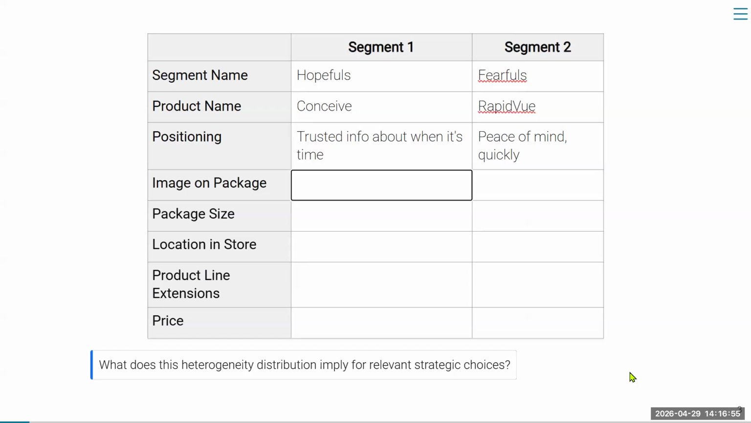All right, now if we're designing the box for Conceive, what picture should we put on the box? Baby. Yep, that's what they did. And if we're designing Rapid View, what would be the single worst picture we could possibly put on that box? We're not gonna put a baby. What do we put? A clock.